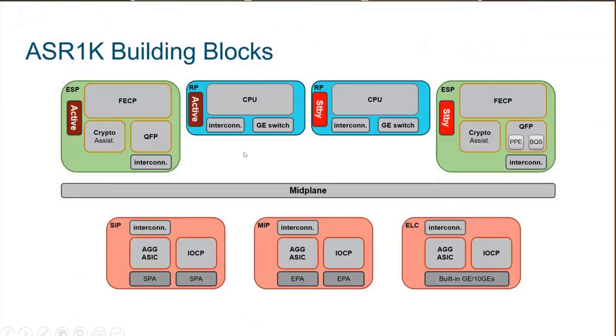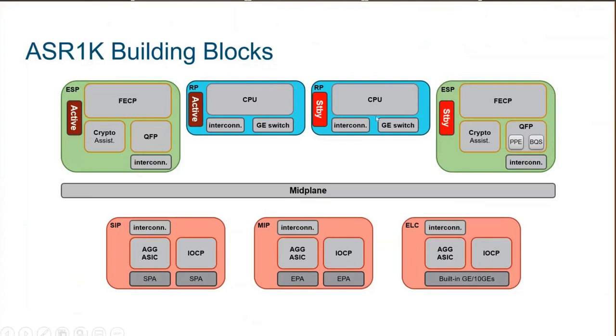If you see here, the RP, which is the route processor, is the control plane. In this diagram, you can see there are two RPs. One is active and one is standby. That is the redundancy. Each RP will have its own CPU. The interconnect will help the RP connect with other modules like the ESPs, SIP modules, MIP or ELC modules. And there is a GE switch which will give some of the built-in ports as well. Similarly, it will be there on the standby RP.